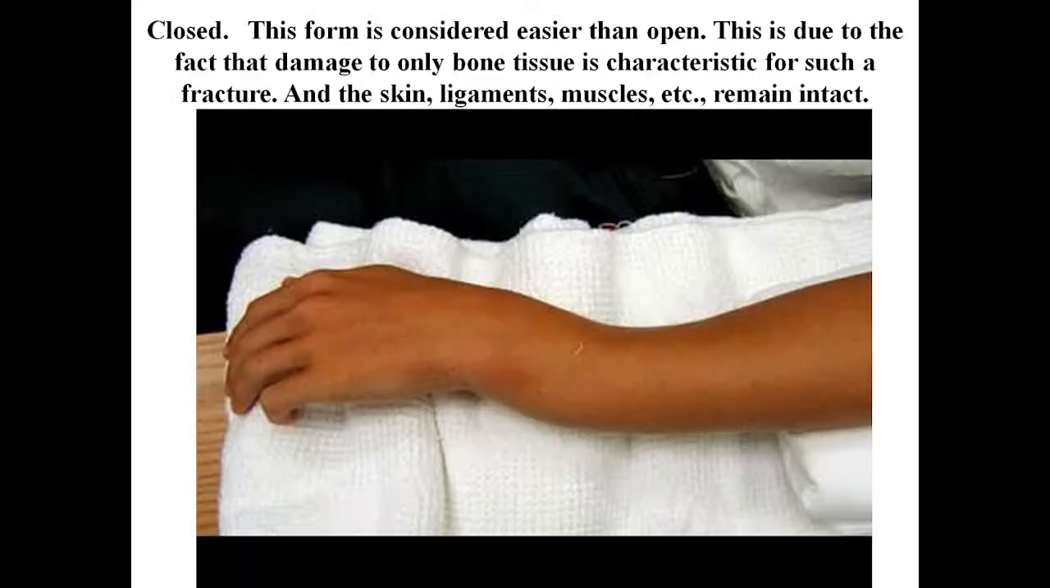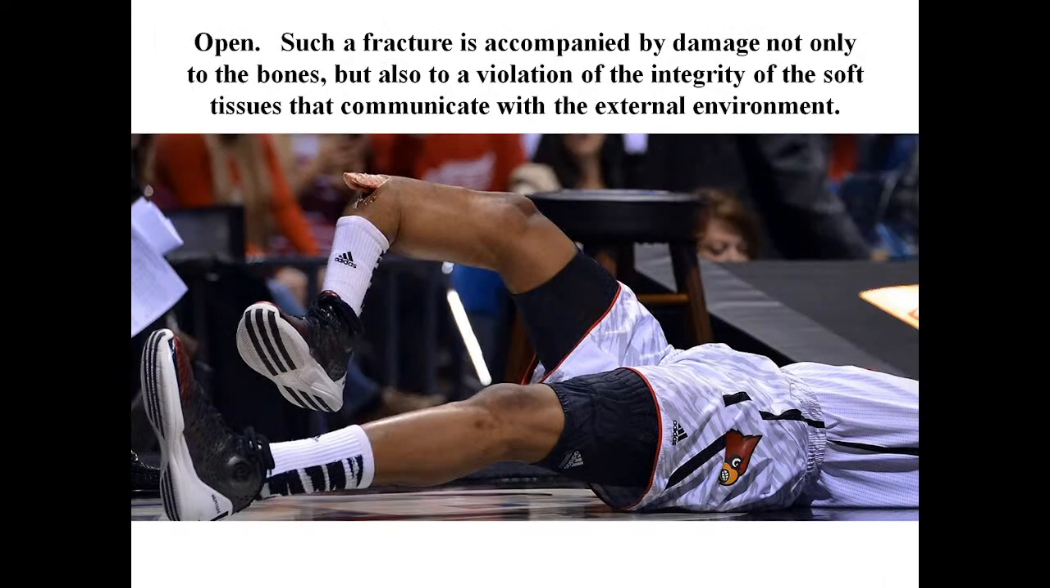Closed fracture is considered easier than open. This is due to the fact that damage to only bone tissue is characteristic of such fractures, and the skin, ligaments and muscles remain intact. Open bone fractures are accompanied by damage not only to the bone, but also by violation of the integrity of the soft tissue that communicates with the external environment.